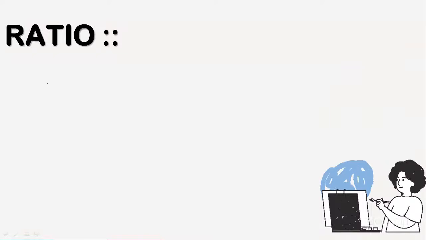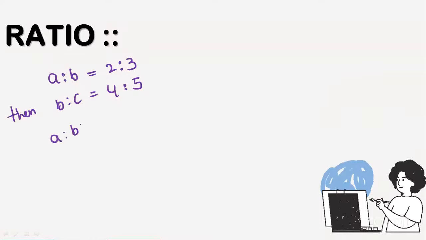How to find out the ratios. For example, a question like this: A is to B is equal to 2 is to 3, then B is to C is equal to 4 is to 5. Then find A is to B is to C.